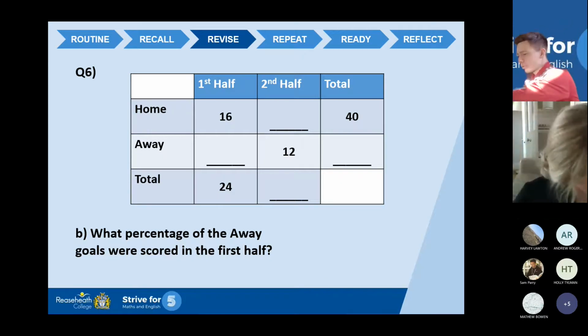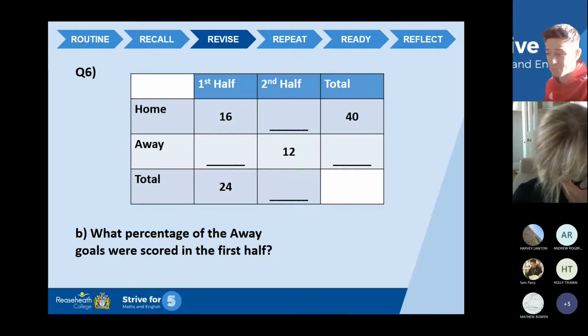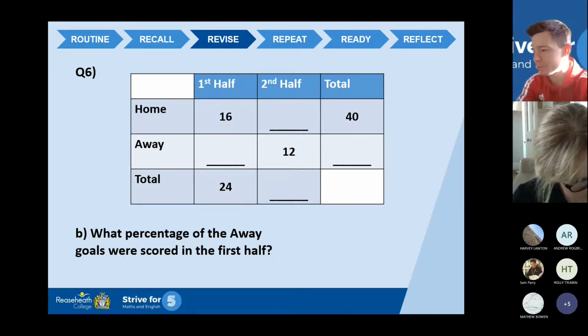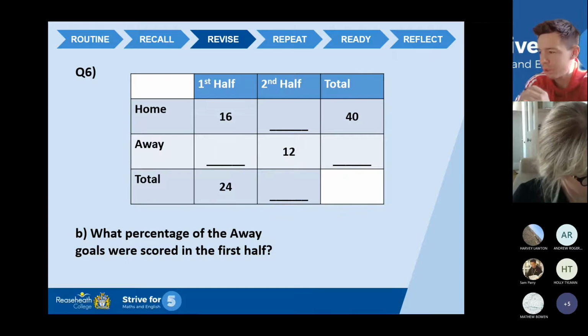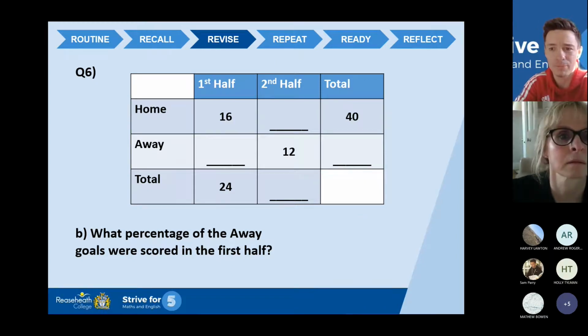To complete that table with the missing values, and then to go one further than that, we need to work out as a percentage the number of away goals that were scored in the first half. So it's a challenge, but the table directly links to question B. So you can't do question B without completing that table first, okay?